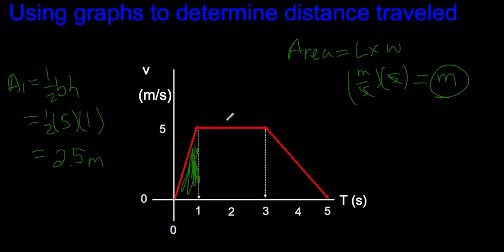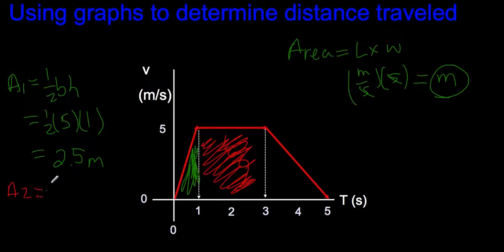The second part is simply this red rectangle, so we'll shade that in with red a little bit. We'll call that A2. That's going to be your base times your height. Your base is 3 minus 1, or 2 seconds, times your height, which is 5 meters per second, which gives us a total of 10 meters.